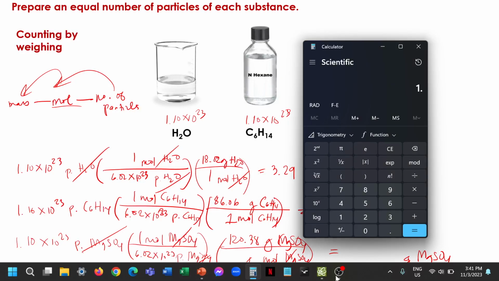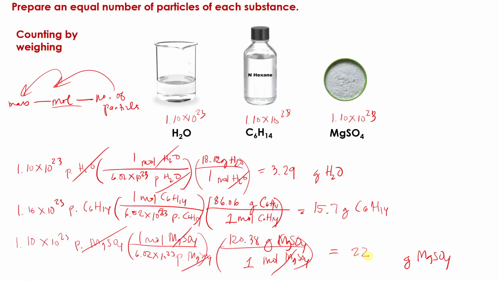1.10 times 10 to the power of 23 times 120.38 divided by 6.02 times 10 to the power of 23 is equal to 22.0. So again, to prepare an equal number of particles of each substance, you must prepare 3.29 grams of H2O, 15.7 grams of C6H14, and 22.0 grams of MgSO4.